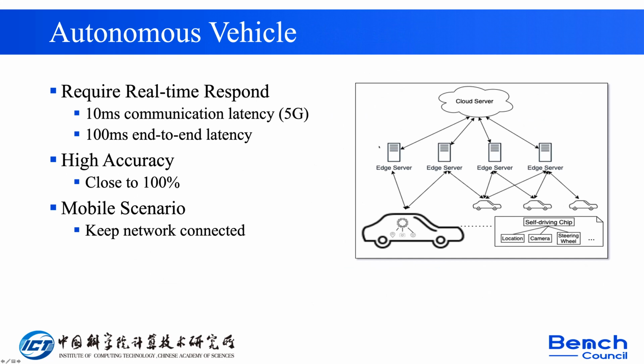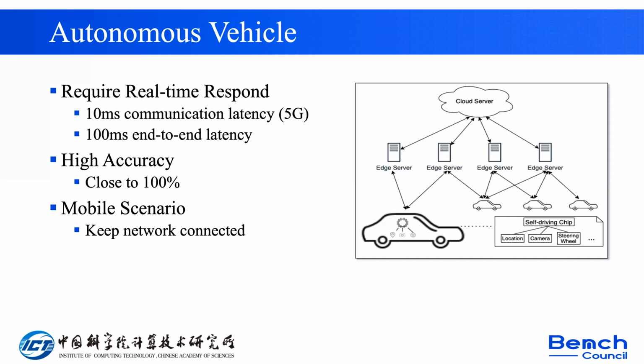The automatic control system needs to analyze the current road conditions and make a corresponding reaction at once. In the 6G environment, the communication latency can achieve 10 milliseconds, and the end-to-end latency needs to reach 100 milliseconds. The accuracy of those tasks even needs to be close to 100% accuracy.